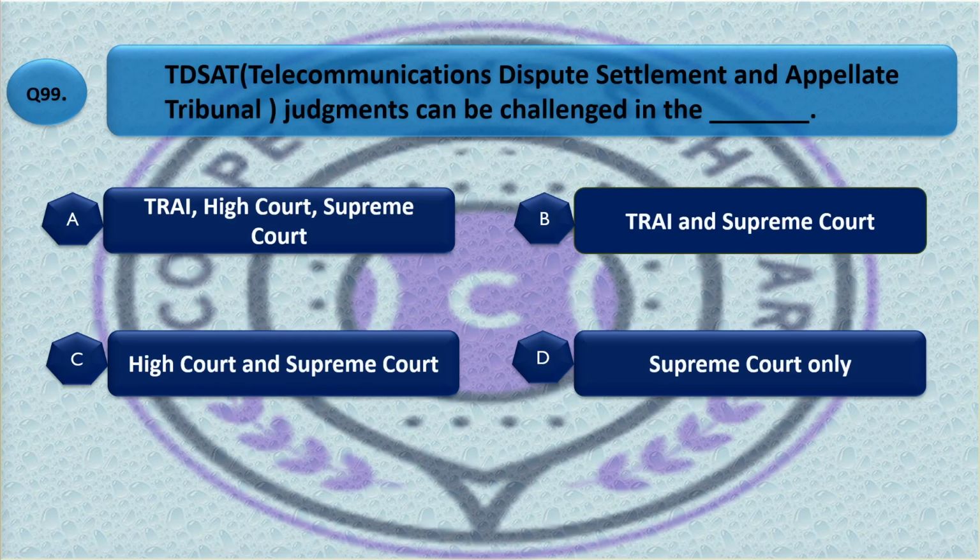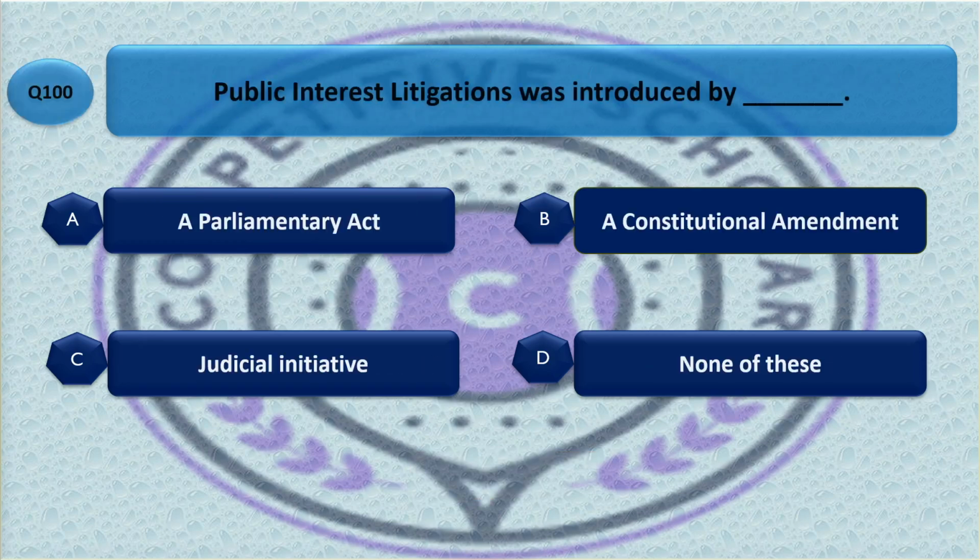Question number 99. Telecommunication Dispute Settlement and Appellate Tribunal judgments can be challenged in option number A, TDSAT, High Court, Supreme Court. Option B, TDSAT and Supreme Court. Option C, High Court and Supreme Court. Option D, Supreme Court only. So the answer is option number D.